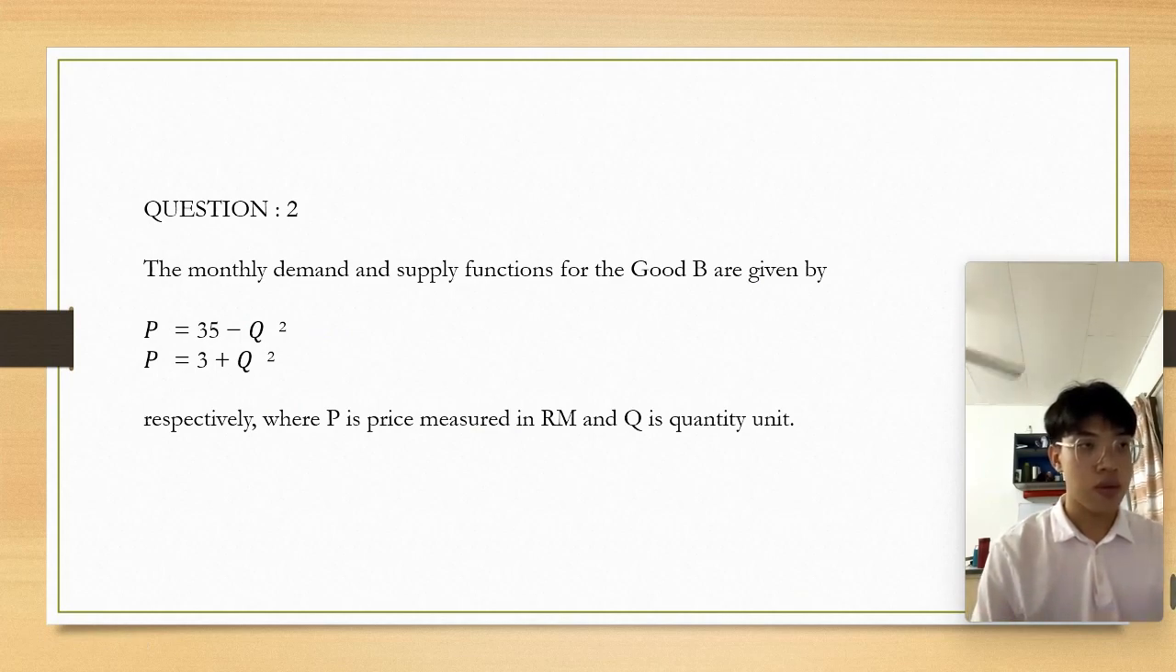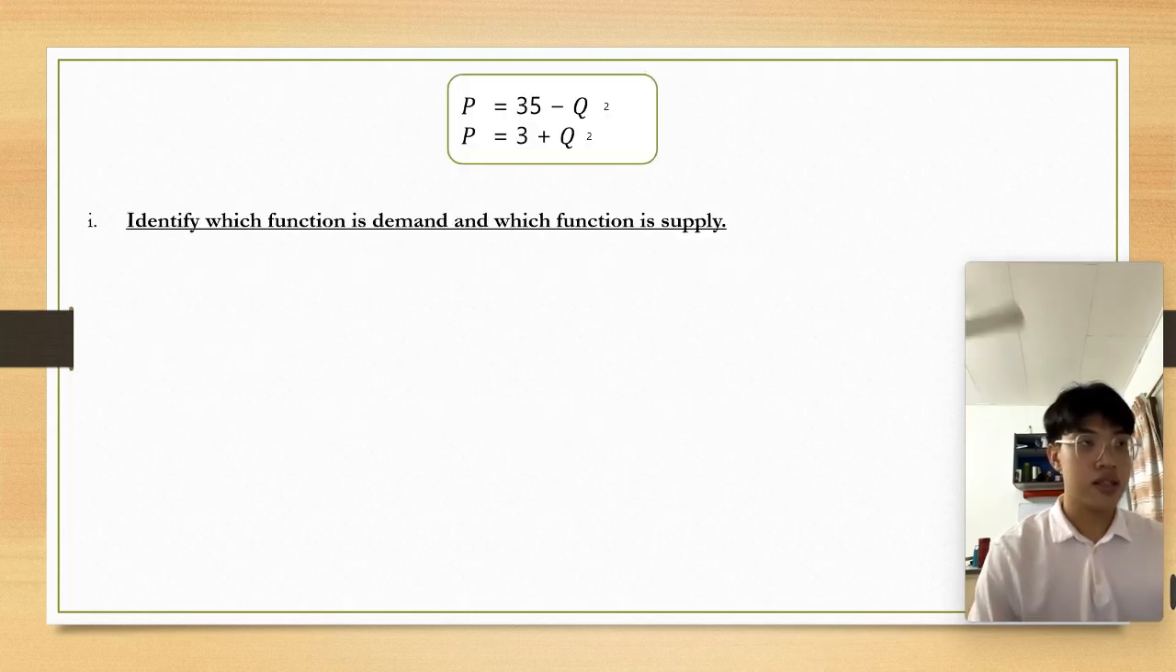The question given is question 2. The monthly demand and supply functions for group B are given by P equals 35 minus Q squared and P equals 3 plus Q squared, respectively, where P is price measured in RM and Q is quantity in units. Next, the first question is: identify which function is demand and which function is supply.